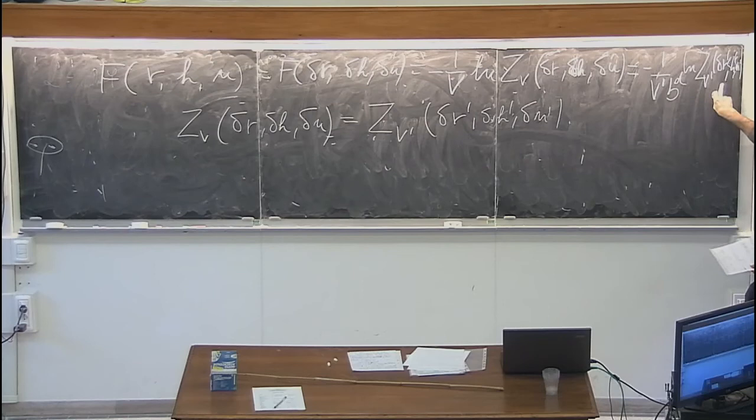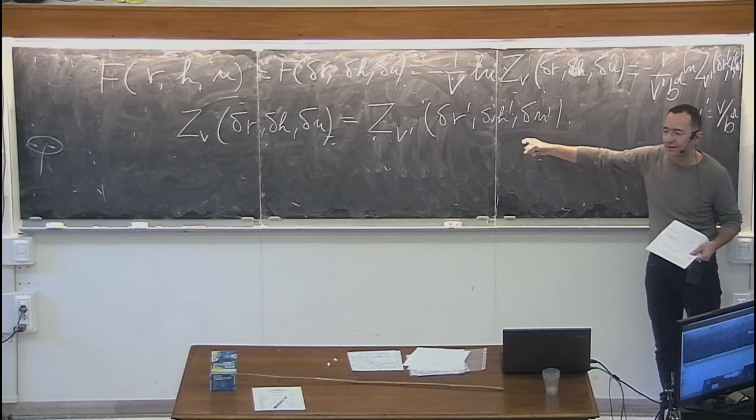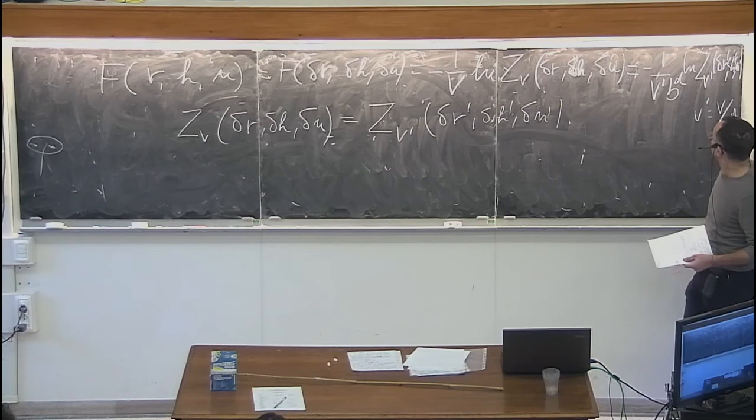Instead of using Z_B, I'm using Z_B prime. V prime is V over B to the D. It's the volume computed in terms of blocking variables. That's quite trivial. Once you use this, I'm just replacing. Then what do I have? So I have the free energy.